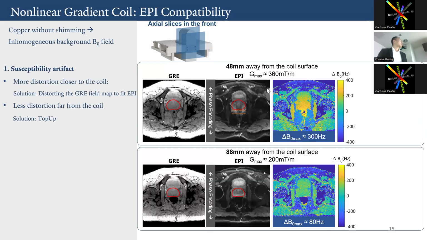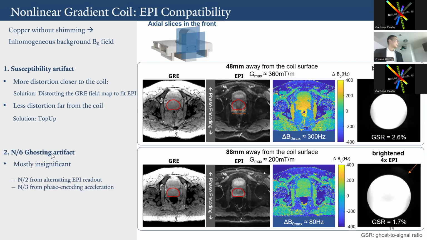And that's why the prostate will show huge distortion when it's close to the coil, as you can see from the contour between GRE and EPI. But this one is sort of nicer. For more distortion closer to the coil, top-up cannot really correct it. So we actually retrospectively distort the GRE field map to fit the EPI profile. But for this case, you can do top-up, no problem.